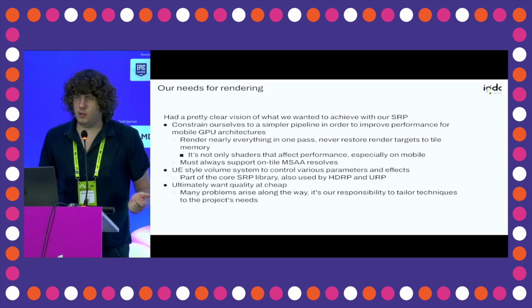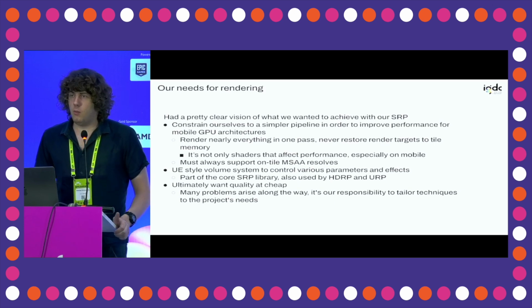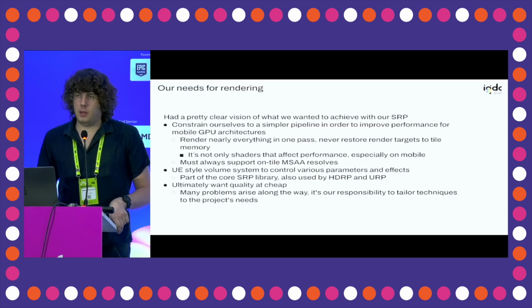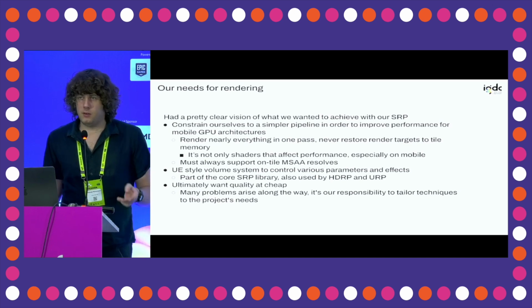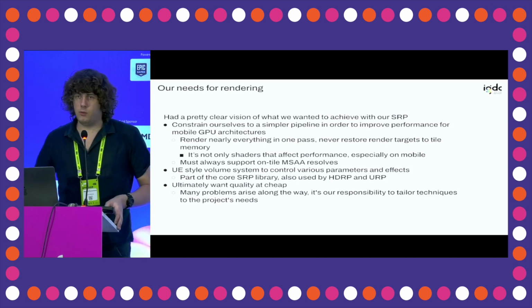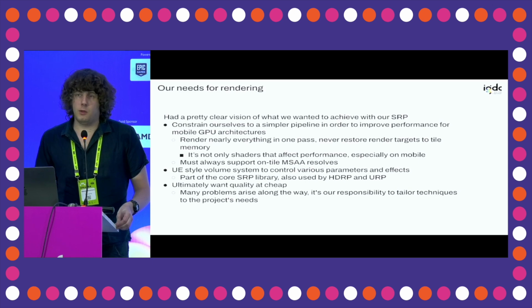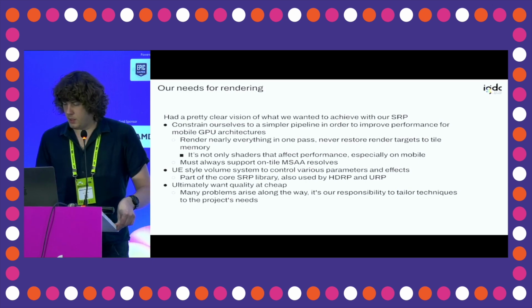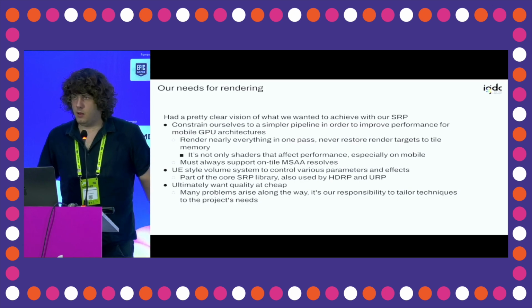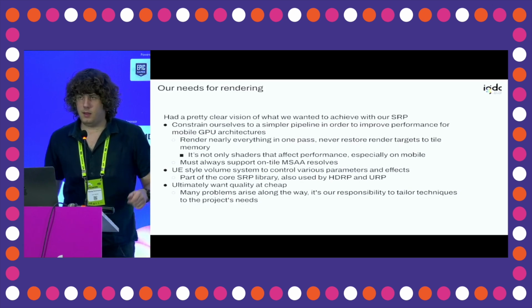The main scene rendering in our game is strictly one pass, and this by itself just reduces bandwidth by a lot and increases performance for opaques and stuff, and it also allows us to do cheap MSAA, because in such a setup we don't really have to restore any textures afterwards. We can just resolve the MSAA on the tile memory itself and just store the resolved texture data to the main chip memory.